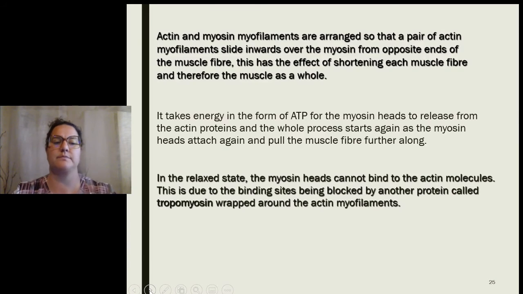When they're in the relaxed state, the myosin heads cannot bind to the actin molecules because the binding sites are blocked by another protein which is wrapped around the actin myofilaments. So this contraction can only occur in certain conditions.